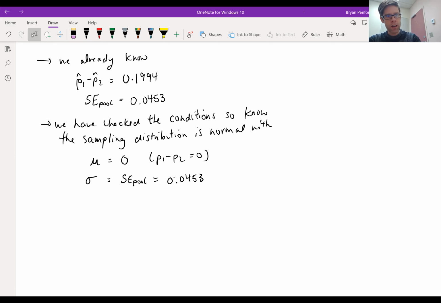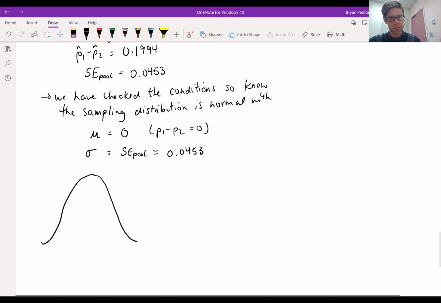So let's draw ourselves a little picture. Essentially what we want to do is try to convince ourselves that we know what values to input into the normal CD function. So here's our normal distribution. We know that the center of this distribution, P1 minus P2, is 0.